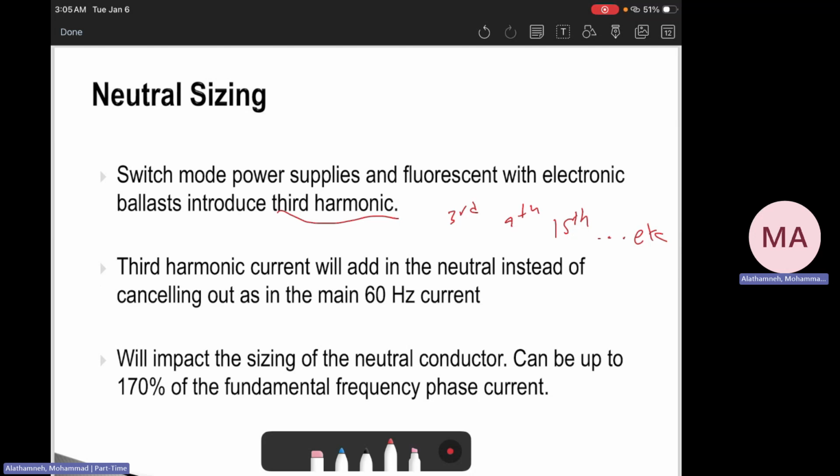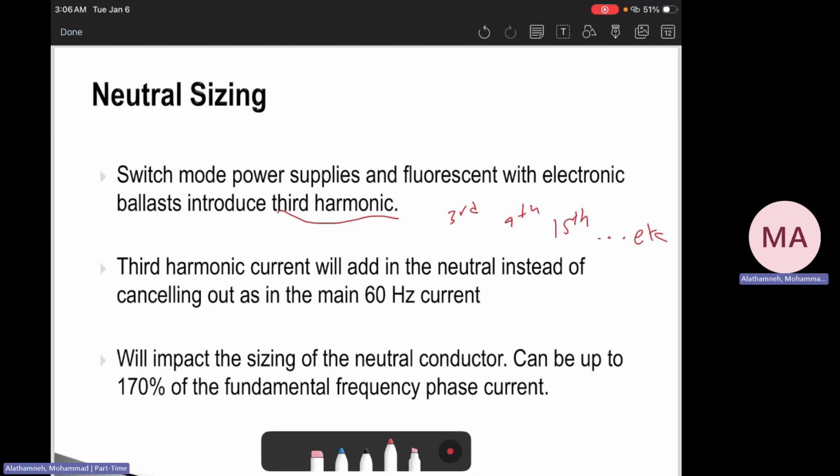So that's why the neutral current becomes very high, even if the phase currents are balanced, or even if the load is balanced. The problem is the load, because the power electronics can create triplen harmonics, up to 170% of the phase current, worse than what we have in the load.